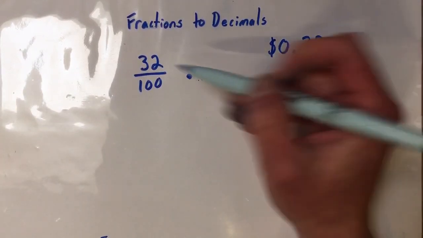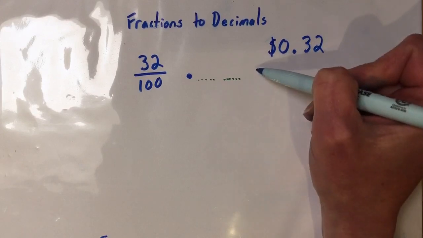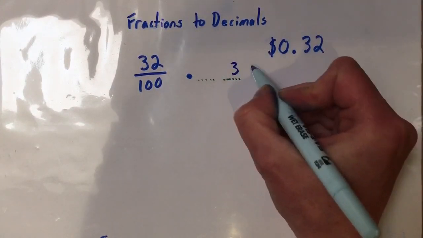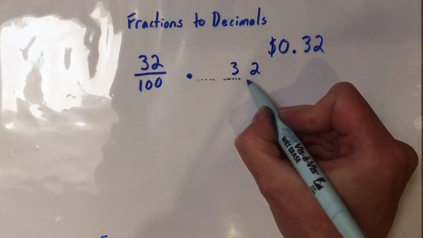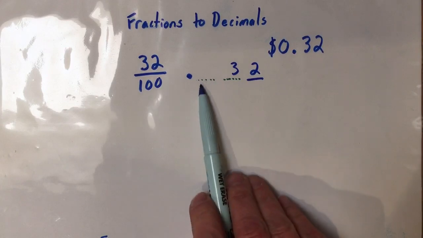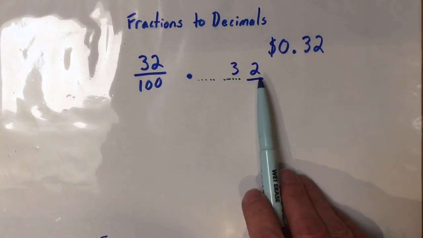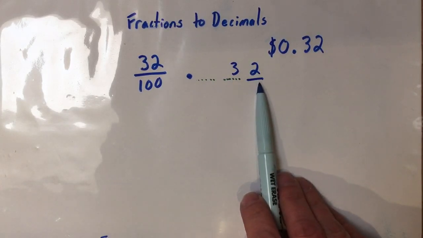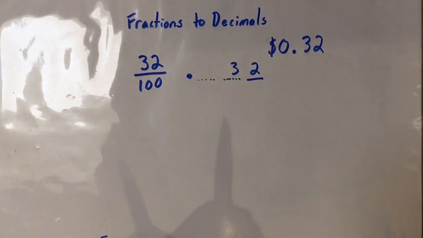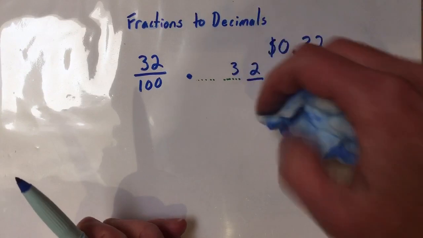I have to think about how to get 32 into these spaces. Now, some people might think, well, I have to write it like this, but the 2 is then actually sitting in a different place over here. This is the tenths, hundredths, thousandths. So if I were to read this number, it would say 32 thousandths. So that is not correct. We don't want it sitting over there.